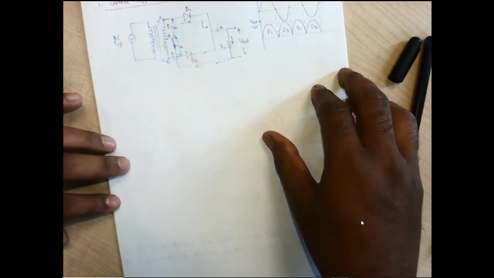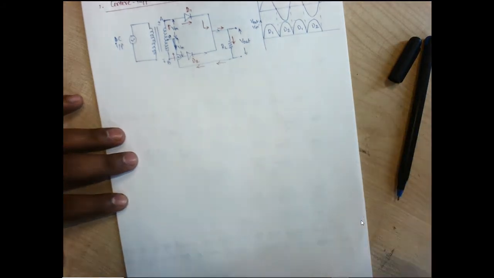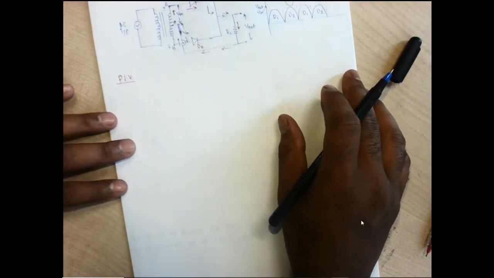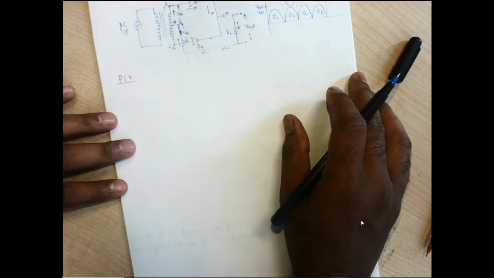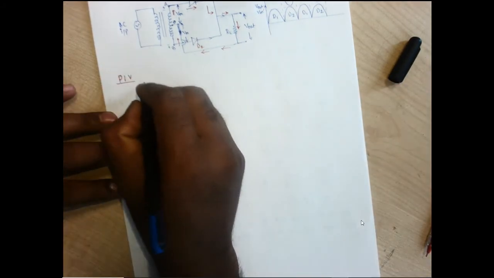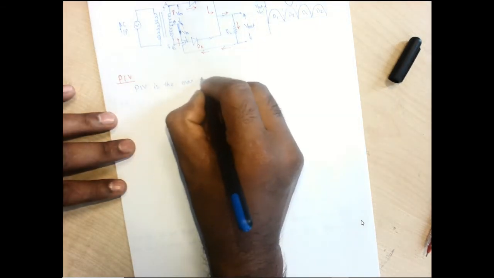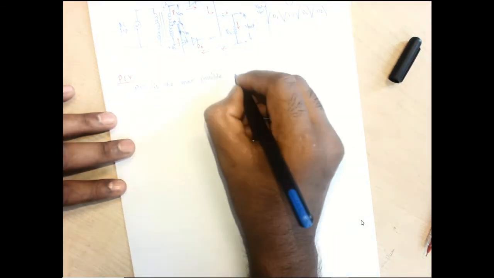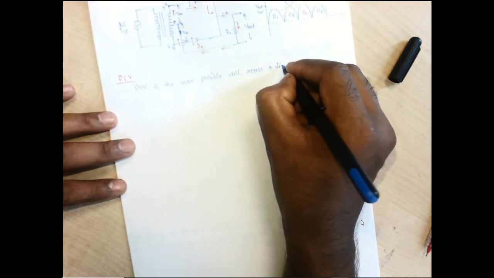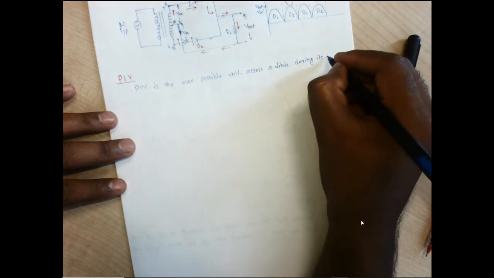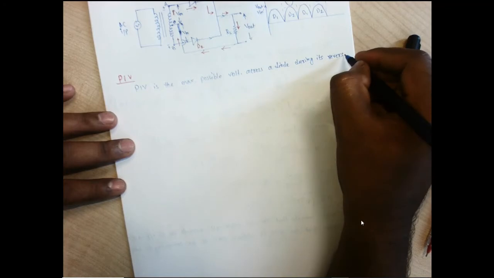Now the important parameter is peak inverse voltage, PIV. This PIV is the maximum possible voltage across a diode during its reverse biased condition. PIV is the maximum possible voltage across a diode during its reverse biased condition or reverse biased period.